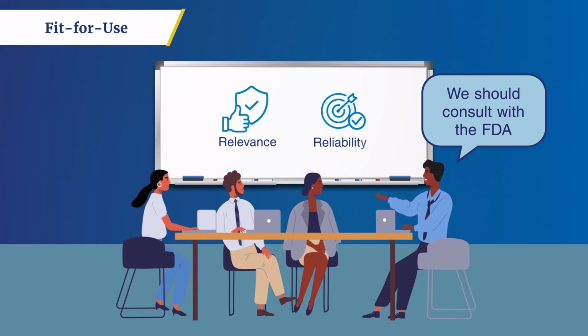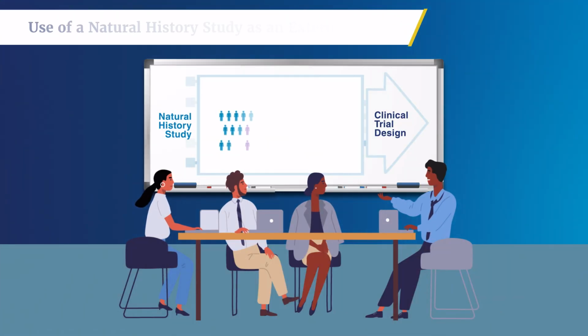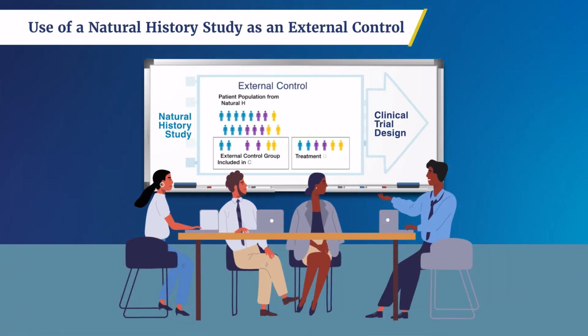Sponsors should consult FDA regarding the appropriateness of using natural history data that are intended to provide evidence in support of a regulatory decision. In certain situations, a natural history study may serve as an external control. The source population for the external control arm should be as comparable to the treatment arm population as possible.